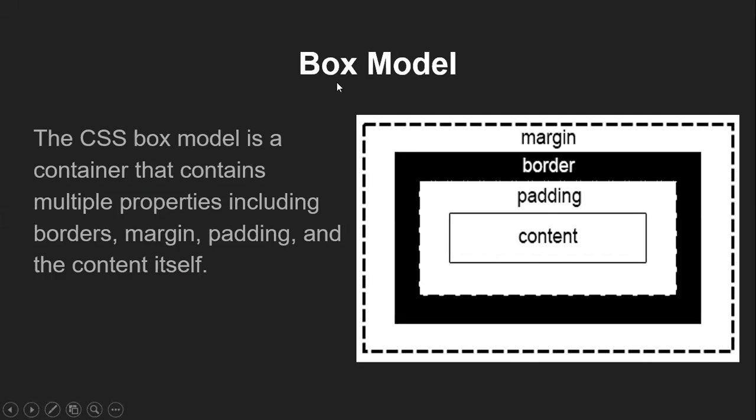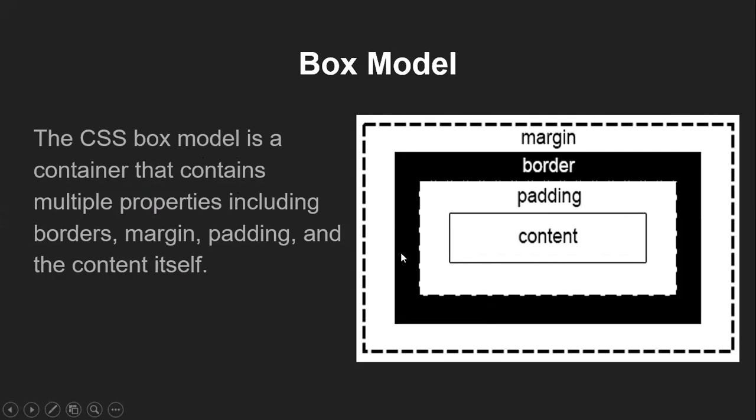Now, you have to understand the CSS box model for you to understand how padding and margin work. The CSS box model is a container that contains multiple properties, including borders, margin, padding, and the content itself. Now, I said I'm going to explain padding and margin to us. Look at this particular image I have here. Let's say this is the content of my elements, let's say H1, for instance.